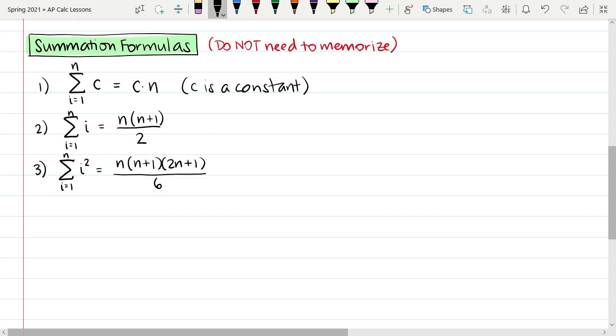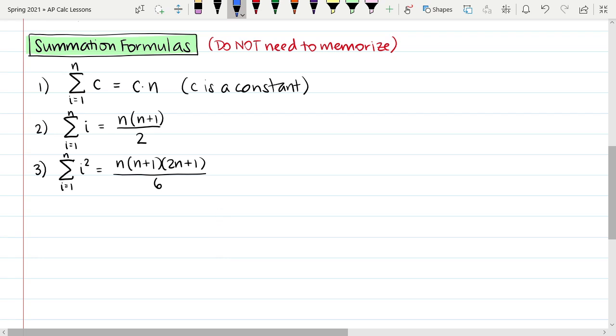Okay, the third formula is the summation from i equals 1 up to n of i squared. So again, when i is 1, we would have 1. When i is 2, i squared would be 4. When i is 3, i squared would be 9. So this summation is really adding up square numbers, 1 plus 4 plus 9 plus 16, etc. And when you add all of those together, it's always going to equal n times n plus 1 times 2n plus 1, all divided by 6.